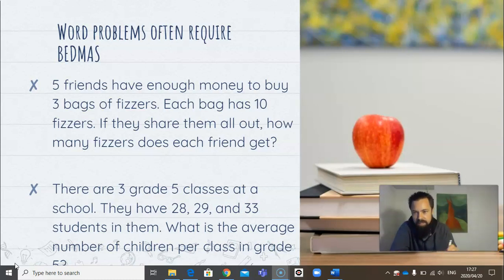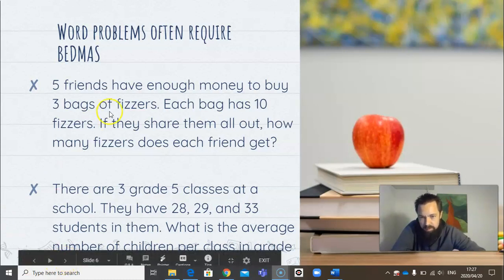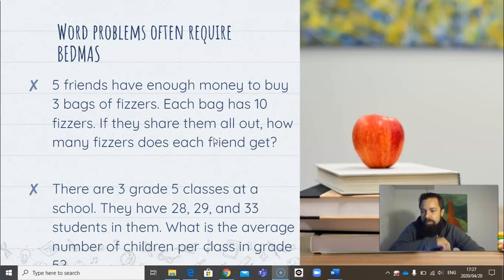So let's have a look at the second question. There are 3 grade 5 classes. So 3 classes at a school. They each have 28, 29, and 33 students in them. So that's the 3 different classes. And then what is the average number of children per class in the grade?